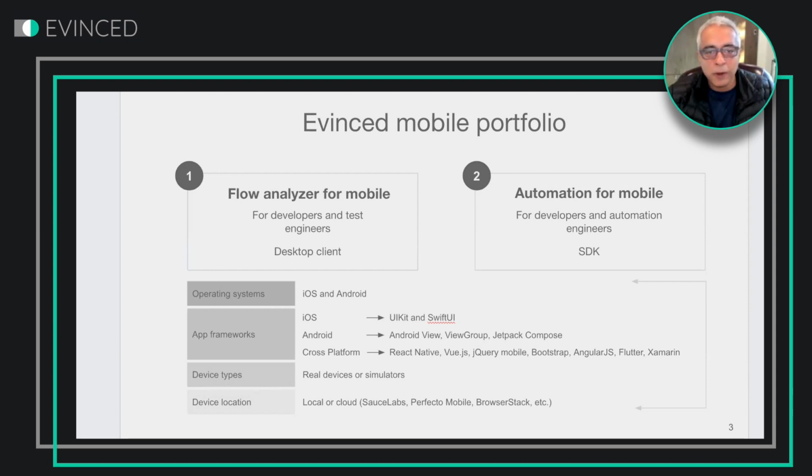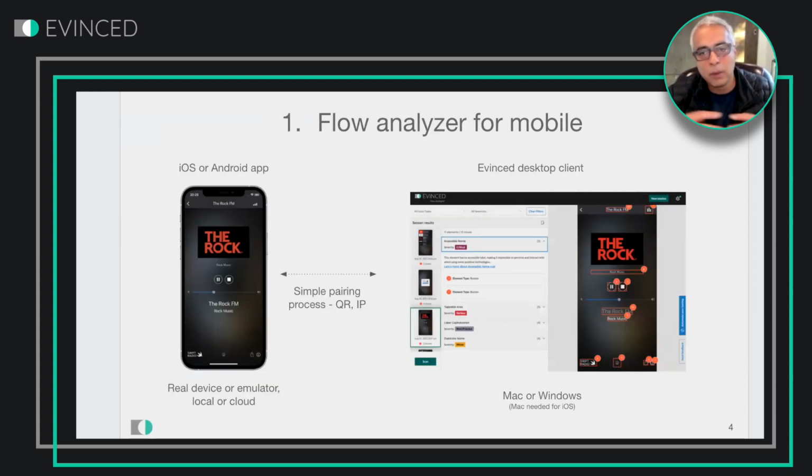In fact, the Flow Analyzer for mobile is a free product we're putting out there for the community. It's free for life. People can download it right off of the Evinced website and get going. And in fact, it looks something like this. Kevin's going to do a quick demo, but from an architectural perspective, you can have either an iOS or an Android device running an app, essentially. And as I mentioned, it can be on a real device or an emulator.